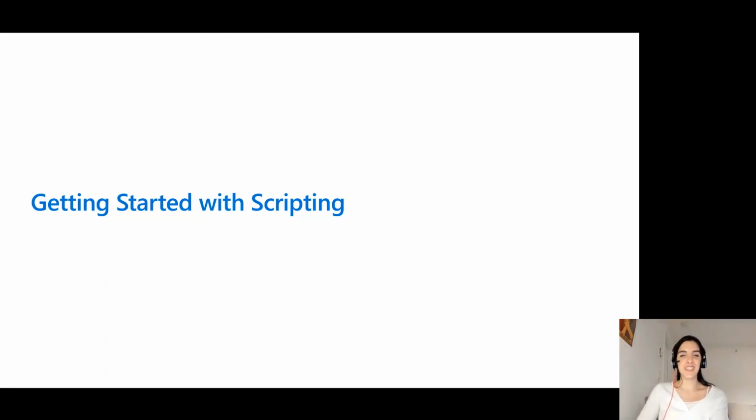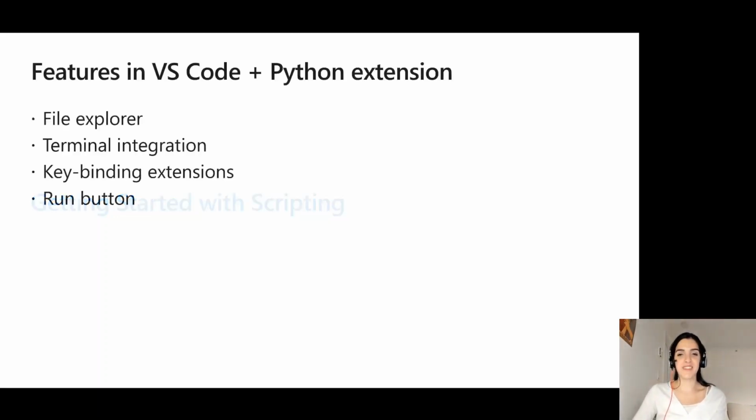So a few features that can help you with getting started with scripting, VS Code, and the Python extension are the built-in file explorer that allows you to create files and folders and move them around right there in the editor. There's also a built-in terminal that allows you to just install your packages and navigate and simply run your application as well there in the editor.